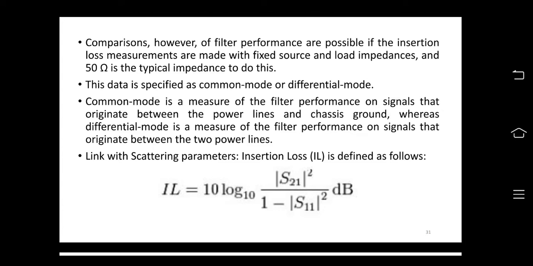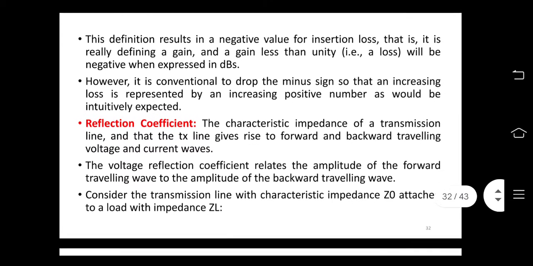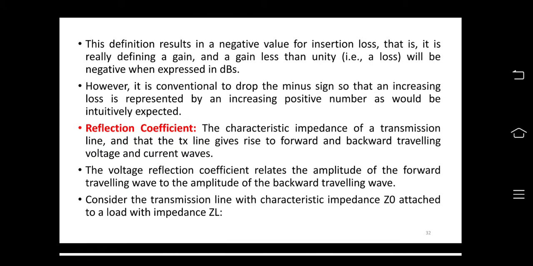Linking with the scattering parameters, insertion loss IL is defined as follows. IL equals 10 log to the base 10 of modulus S21 squared divided by 1 minus modulus S11 squared, in dB. This definition results in a negative value for insertion loss, because it is really defining a gain, and a gain less than unity is a loss, which is negative when expressed in dB. However, it is conventional to drop the minus sign, so that an increasing loss is represented by an increasing positive number. So that's the expected value.